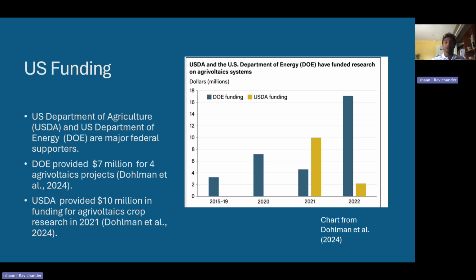As you can see in the diagram, over the last few years, the funding for agrivoltaic systems has risen, but I think it's important to note that only a small proportion of the total solar fund allocation is going towards agrivoltaics at this time. So it's still a bit preliminary in nature when it comes to the US.